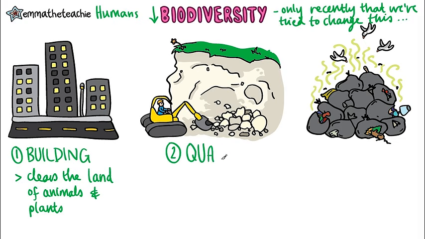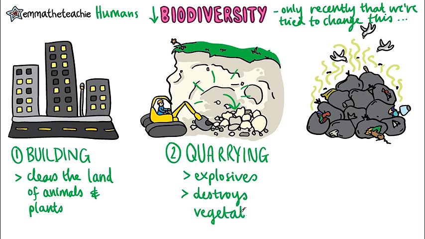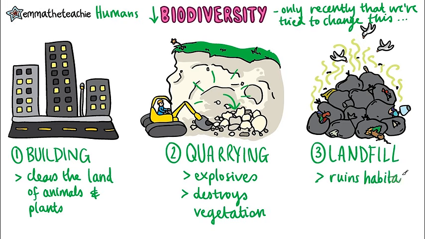Secondly is quarrying. This uses explosives to blow up parts of the earth to get the materials that we want from it. Of course, this is really destructive to vegetation and animals living there. And thirdly is landfill. These horrible mounds of rubbish unfortunately ruin habitats and can even be toxic.